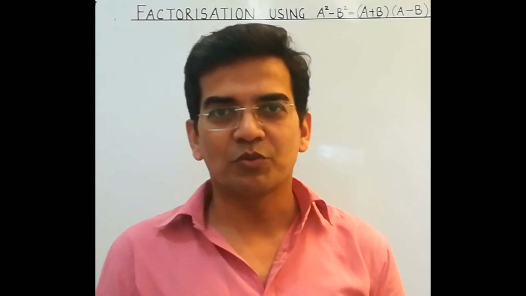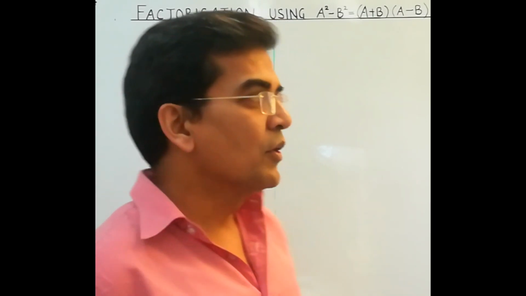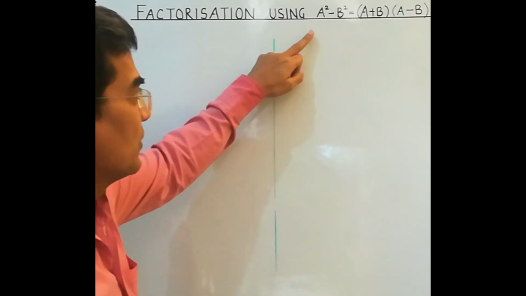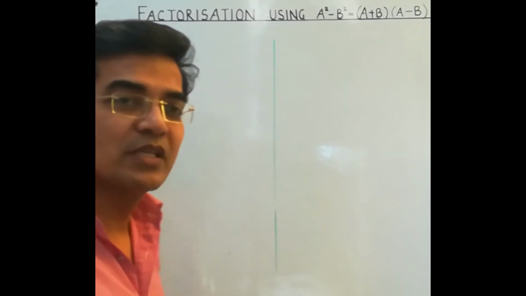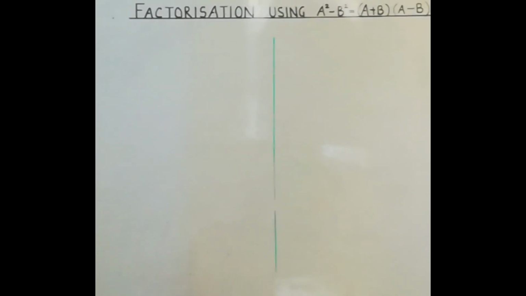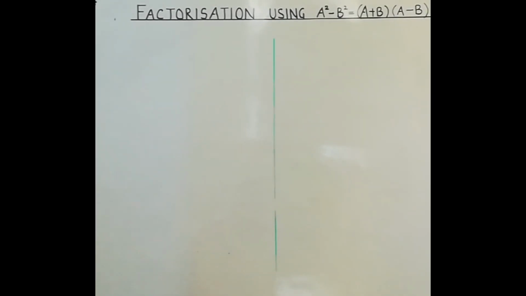The topic is factorization by the method of difference of two squares for class 9th. Today we will be factorizing using the formula a square minus b square is equal to a plus b into a minus b. This is also known as factorization after converting into the difference of two squares. So let's see how to solve it.